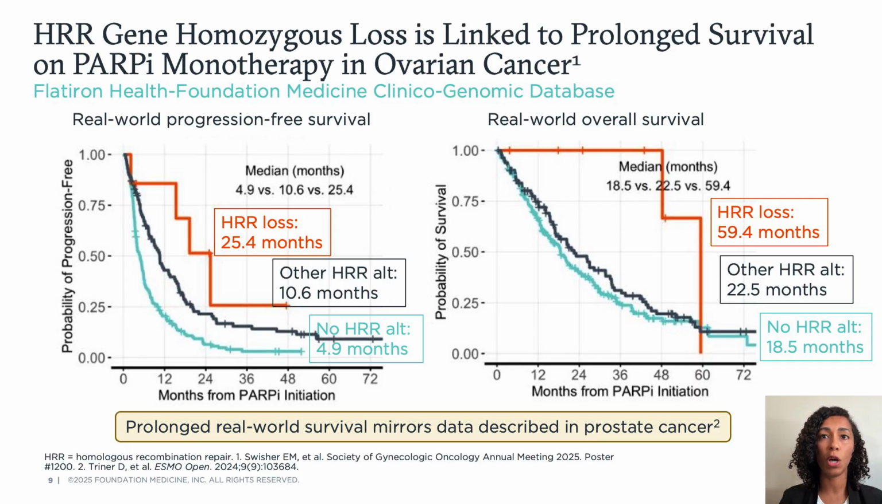Compared to those with other types of homologous recombination repair alterations or no alterations, patients with homologous recombination repair homozygous loss had the longest PFS and overall survival at 25.4 and 59.4 months, respectively. Prolonged real world survival here mirrors data already described in prostate cancer. So, why would copy number losses of homologous recombination repair genes lead to a longer survival compared to mutations?